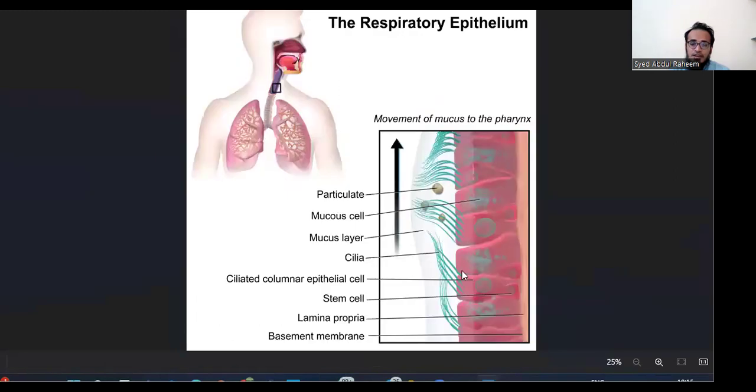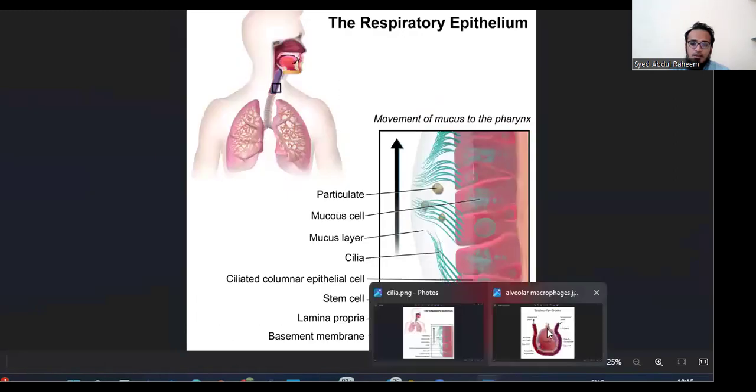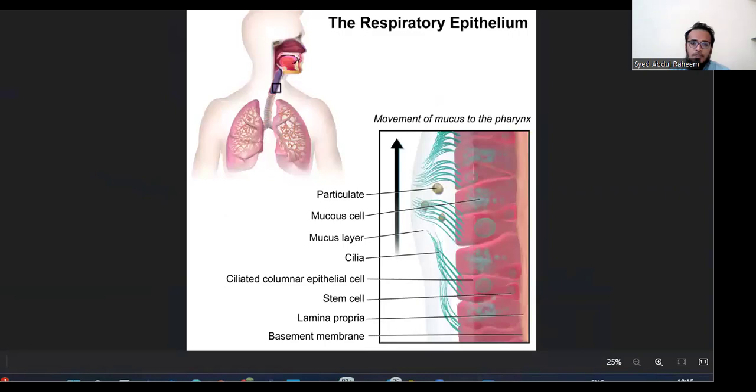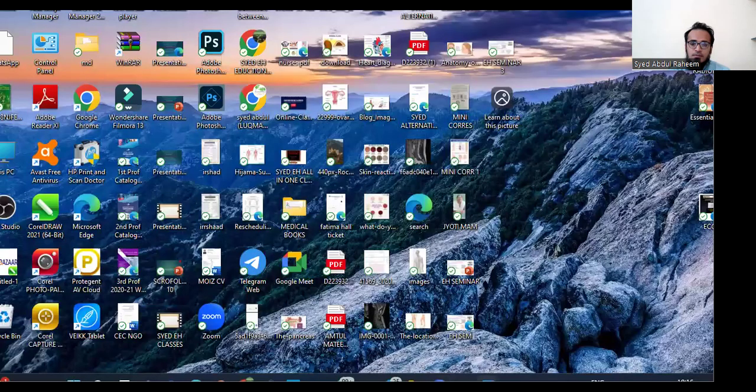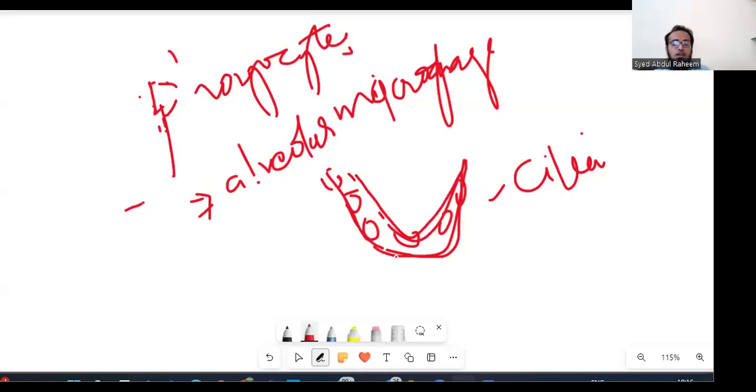This is the cilia. Okay, you can see the defense mechanism. Now we will talk about the respiratory system and how the body is affected.